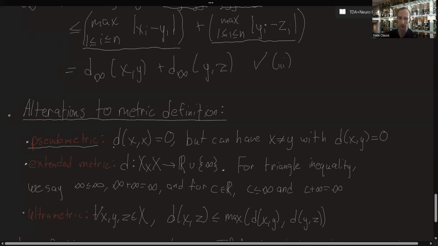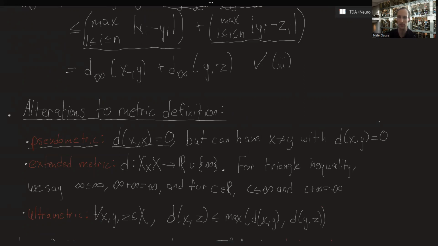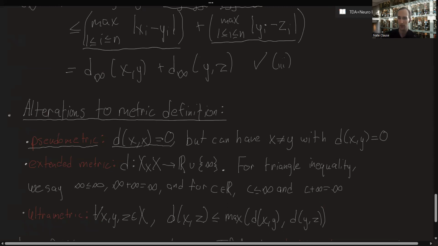It also still requires that the distance between a point and itself remains 0, but we can have, in a pseudometric space, distinct points x and y with distance between x and y equal to 0. So this is a relaxation of condition 1 for a metric space. We still require the distance from a point to itself is 0, but unlike a metric space, distinct points can have 0 distance.